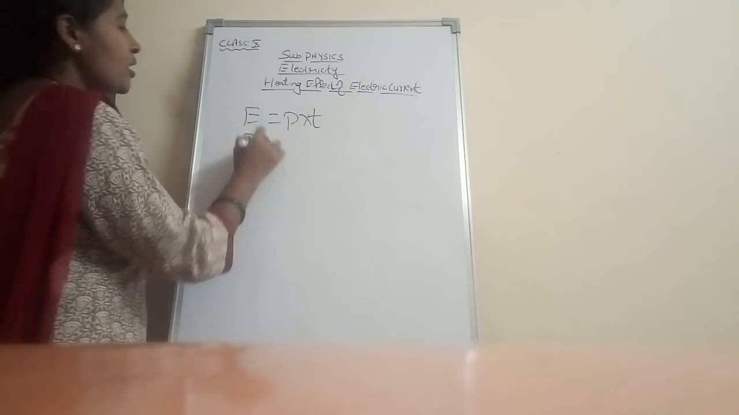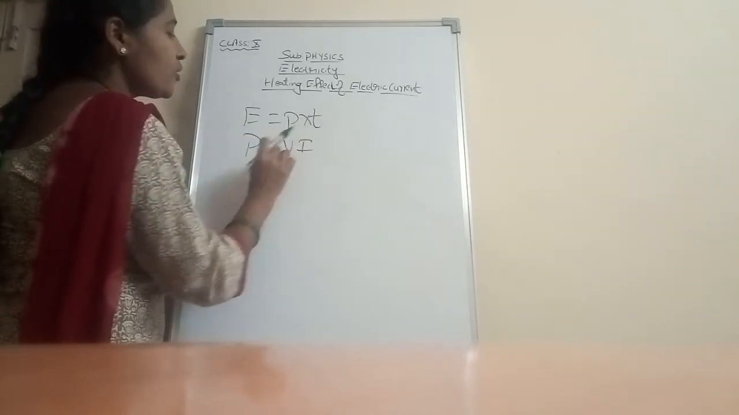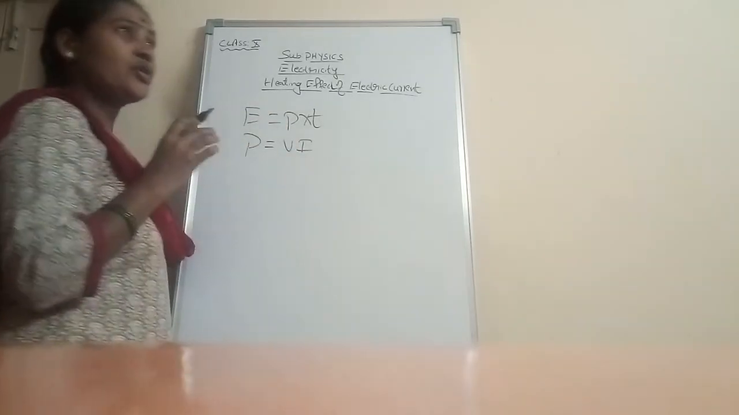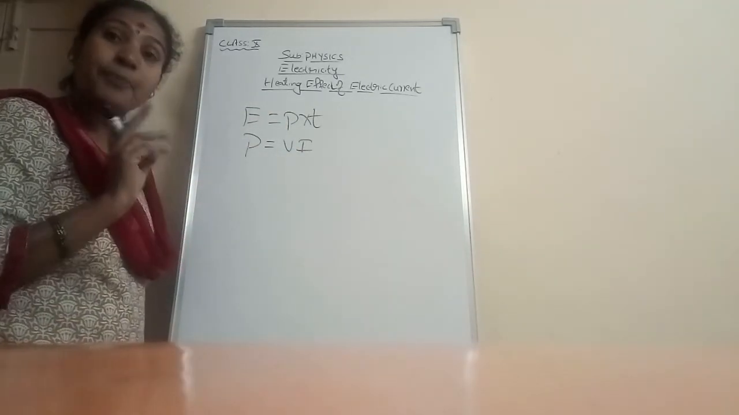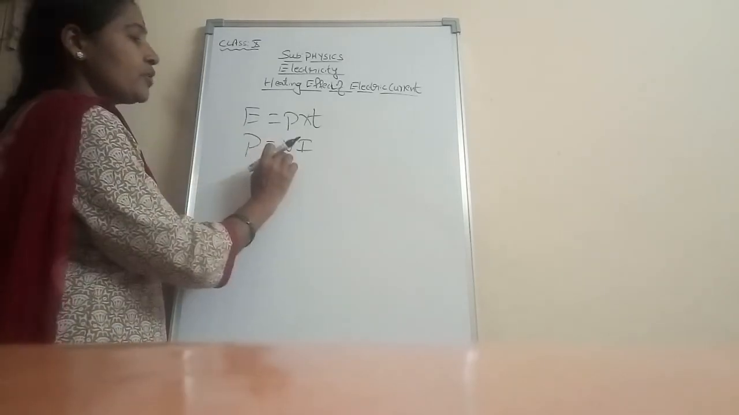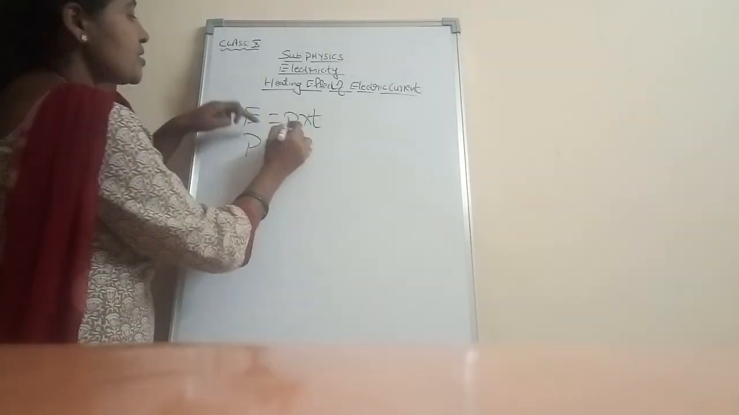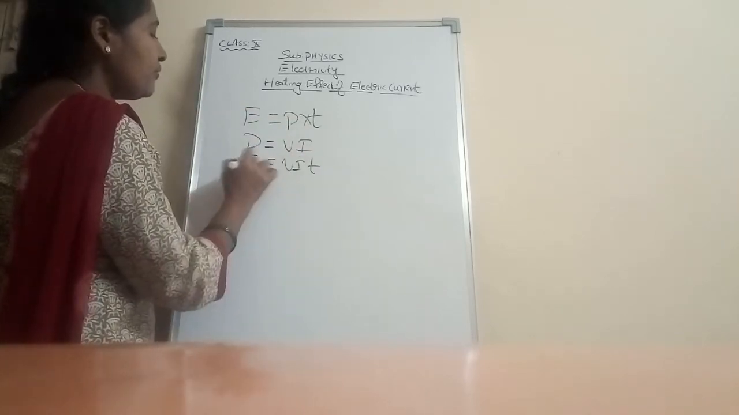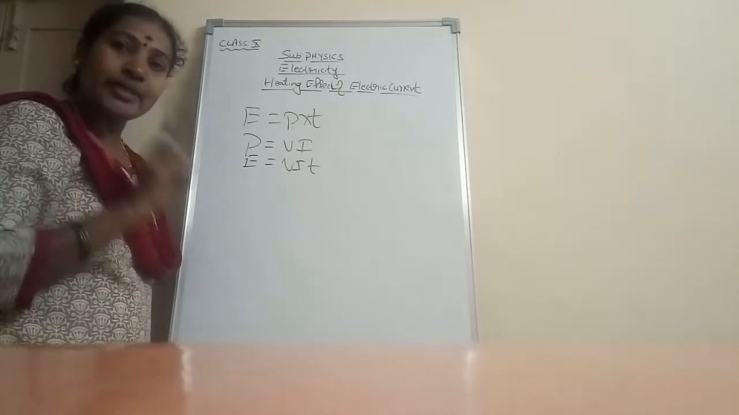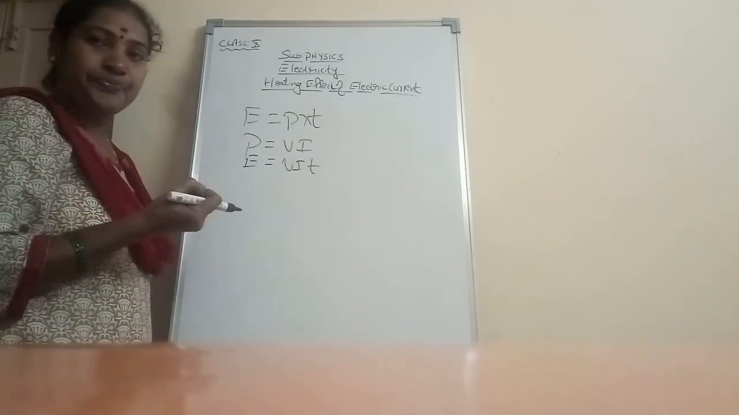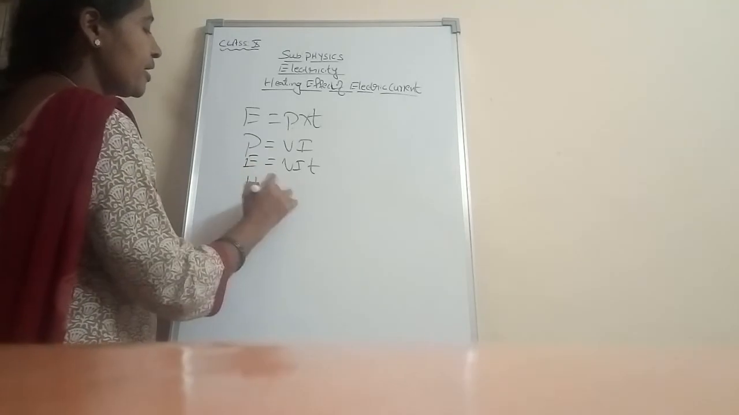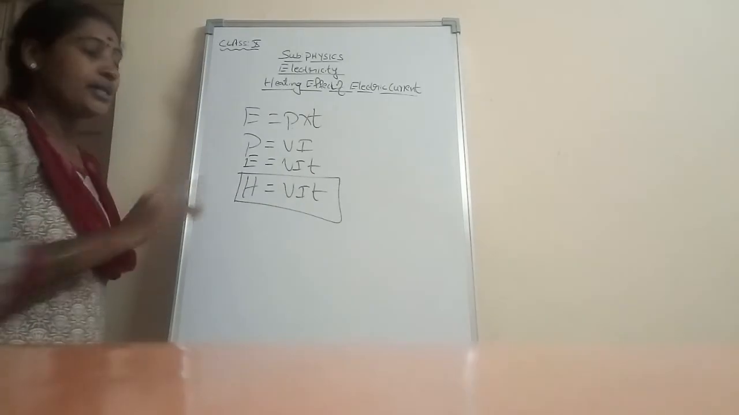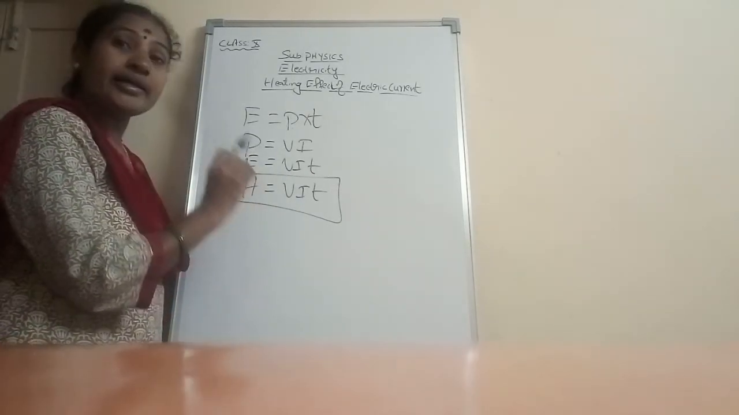Okay children, you are all aware that power is the product of voltage and the current. Power is nothing but the product of voltage and current. If I substitute VI in place of P here, what will happen? E will be VIT. The energy utilized, that is nothing but the heat energy. So let me substitute: the heat produced in a conductor in the circuit is given by the formula H is equal to VIT.